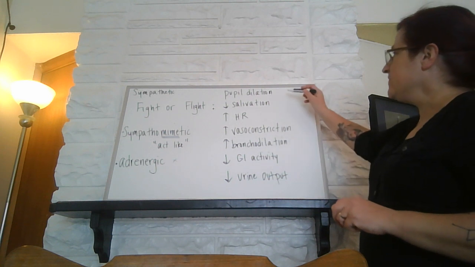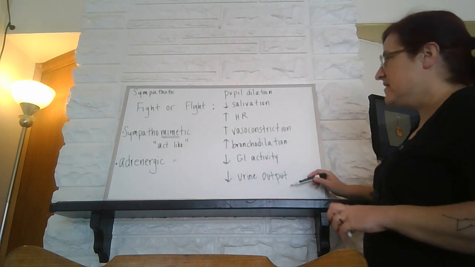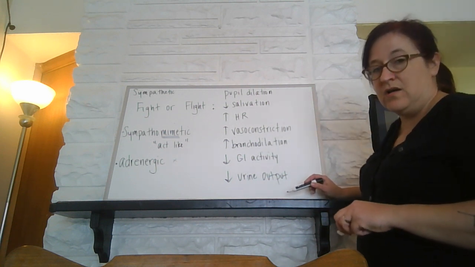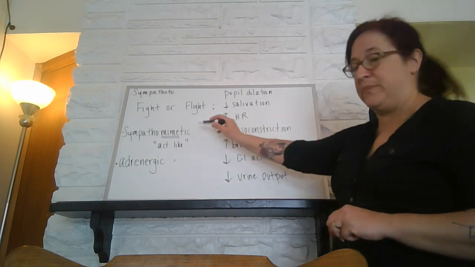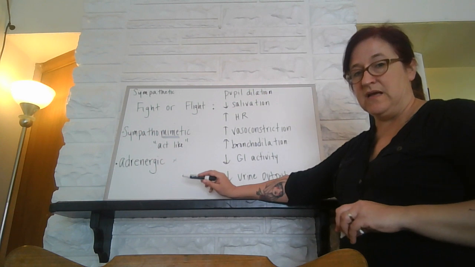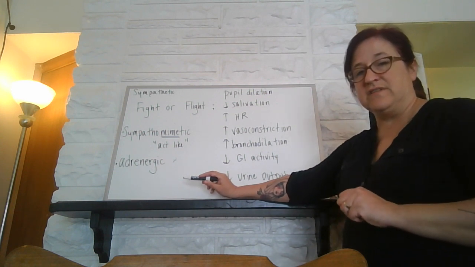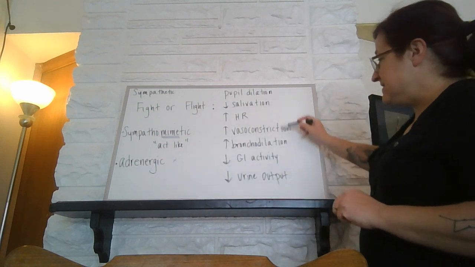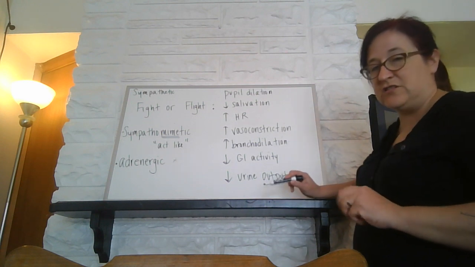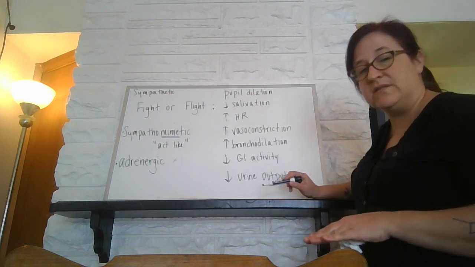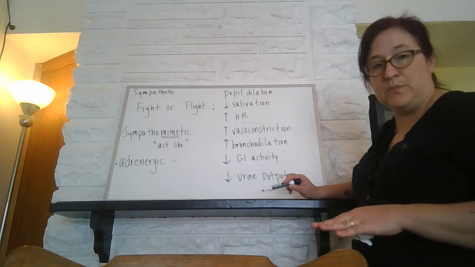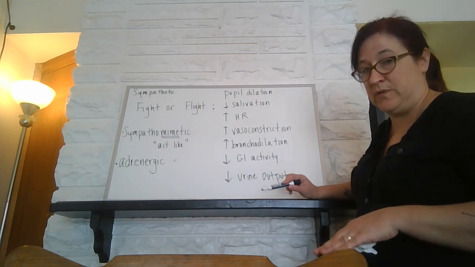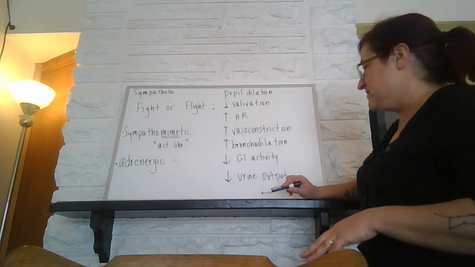So if I look at this list of things that occur with activation of the sympathetic nervous system, and I might be giving the patient something that activates the sympathetic nervous system, I can see on this list that there are certain people that we have to worry about if they take these types of medications. And there are some important instructions we need to give people regarding these medications.